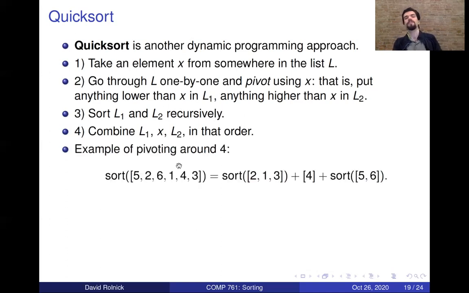Okay. So as an example of pivoting around 4, you take out 4, and you say, okay, the things that are less than 4 are 2, 1, and 3 in that order, and the things that are greater than 4 are 5 and 6 in that order. And you just sort 2, 1, 3, and you just sort 5, 6, and you put them together, and that is your final output. You need to apply it recursively to 2, 1, 3, and 5, 6.